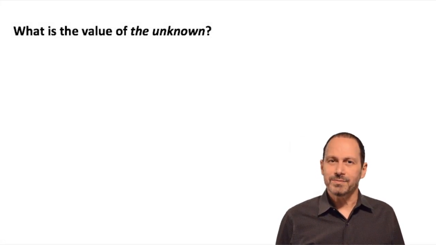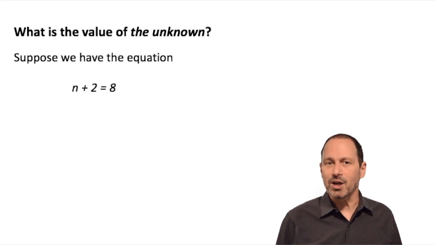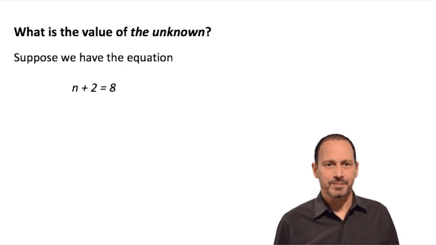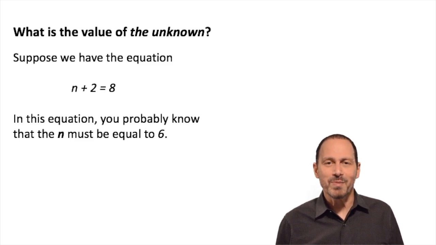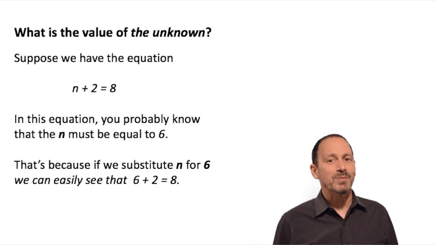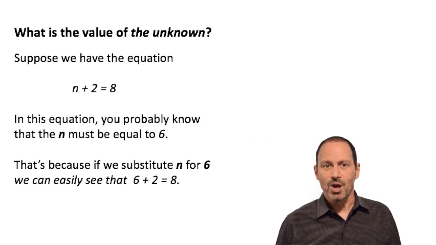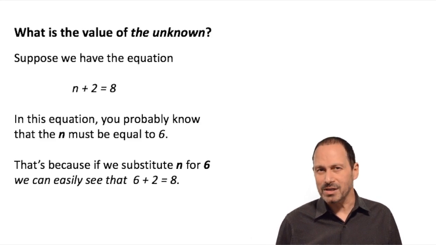What is the value of the unknown? Suppose we have the equation n plus 2 equals 8. In this equation, you probably know that n must be equal to 6. That is because if we substitute n for 6, we can easily see that 6 plus 2 is equal to 8.